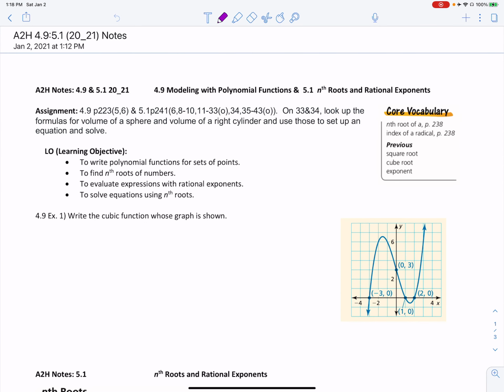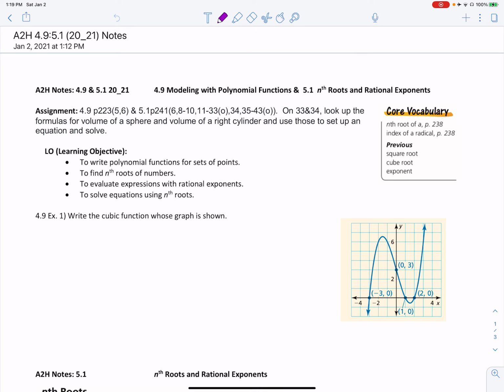Algebra 2 Honors 4.9 and 5.1. We're just going to pick up one type of problem in 4.9 and then move on to 5.1. In 4.9, it's about modeling polynomial functions. The type of problem we're going to do is we're going to be given a graph and some specific points, and you're going to write the equation in factored form for this polynomial.